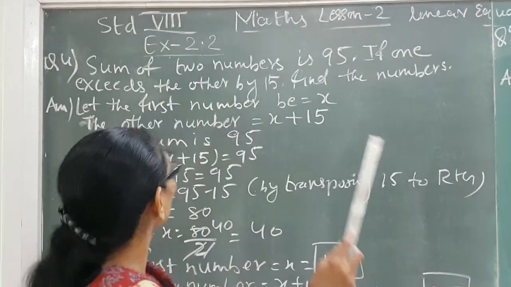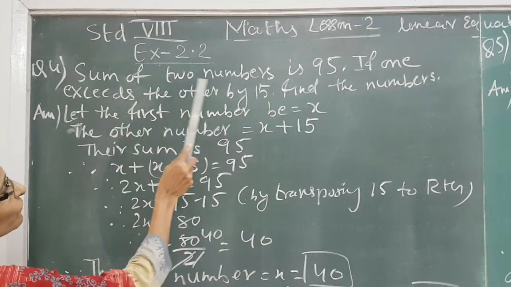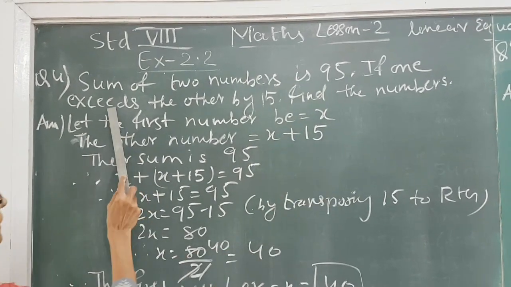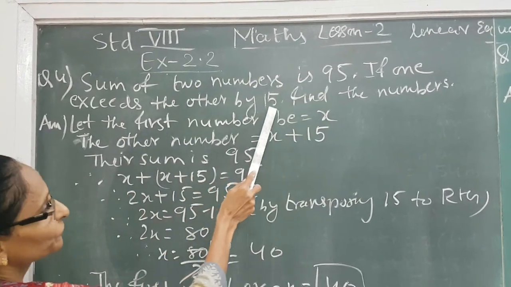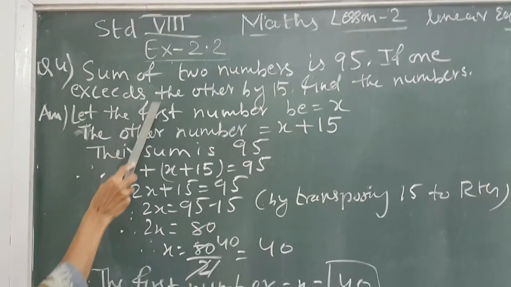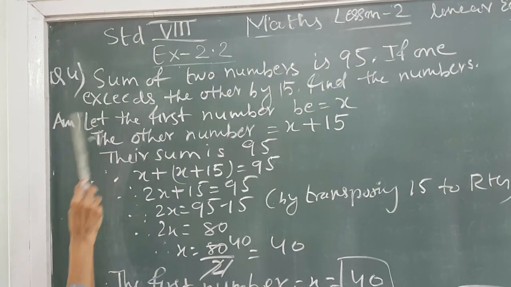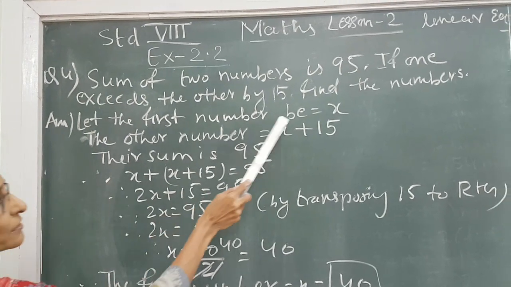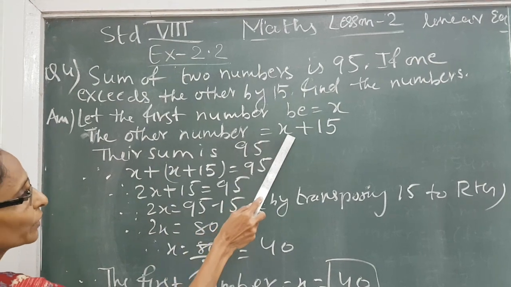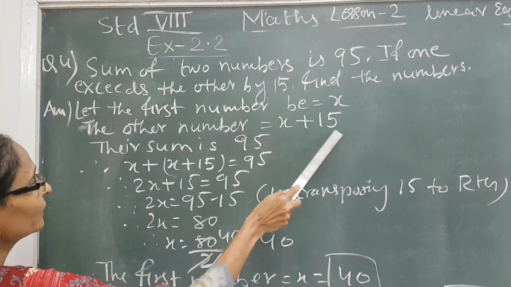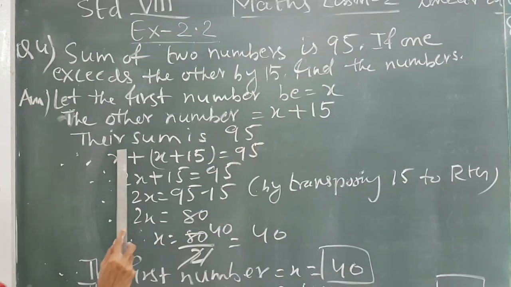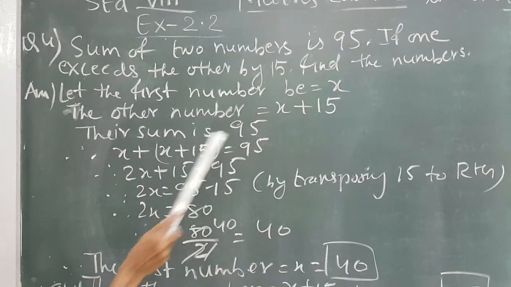Let us do question number 4. Sum of two numbers is 95. If one exceeds the other by 15, find the numbers. Now exceeds means, I have already taught you, it is more than. So first let the first number be x. Then the other number is equal to x plus 15. Clear? And their sum is what? They have given 95. So their sum is 95.